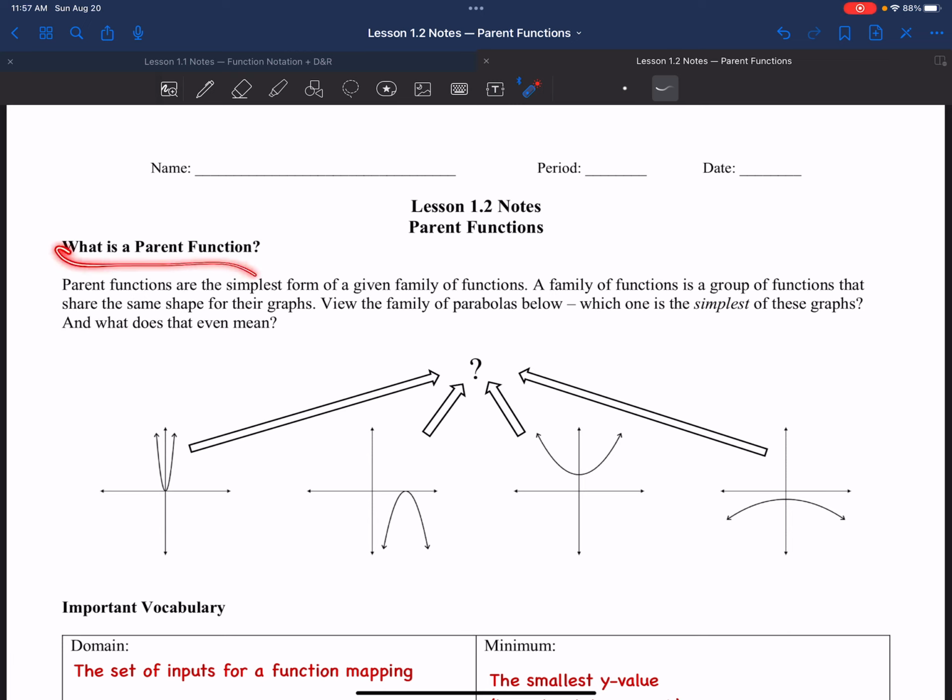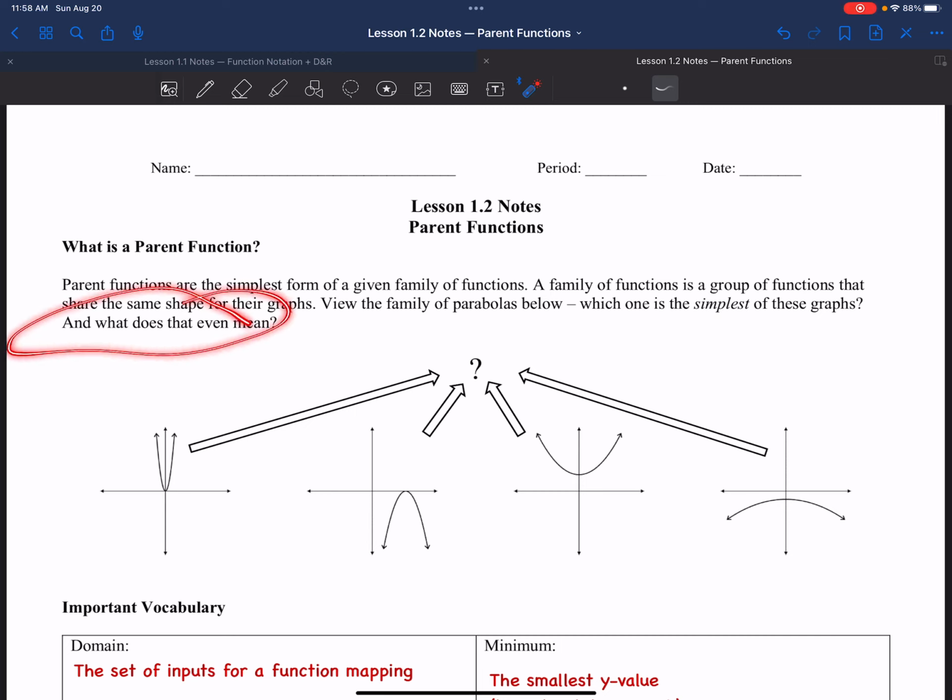So what is a parent function? And you could just read this word for word, but I'll say it out loud. Parent functions are the simplest form of a given family of functions. A family of functions is a group of functions that share the same shape for their graphs. So example, you can view the family of parabolas below. We'd ask, which is the simplest of these graphs?